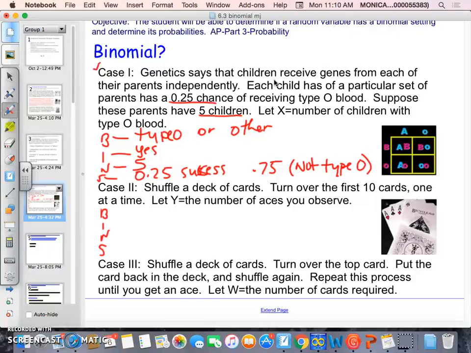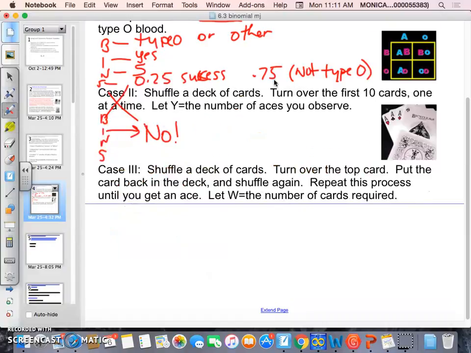All right, so let's look at the second situation. It says shuffle a deck of cards, turn over the first 10 cards, and determine the number of aces you observe. Well, the problem with this is that it's not going to be independent, because you're not replacing the cards. And so therefore case 2 is not going to be a binomial. All right, let's look at the third example.